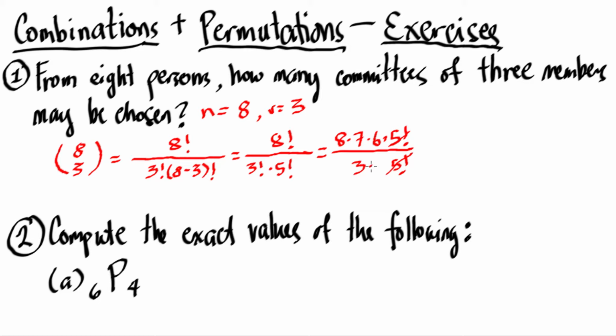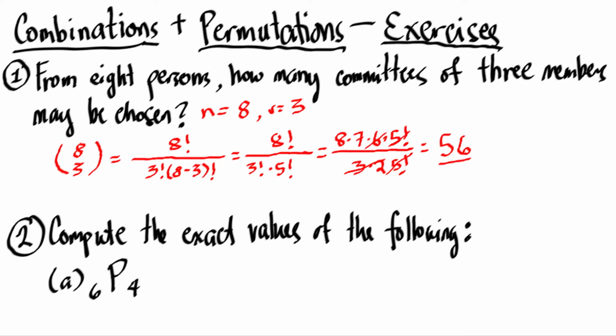And then we know 3 factorial is 3 times 2 times 1. We will cancel 3 times 2 against the 6 here. So we are left with 8 times 7, which is clearly 56. Meaning there are 56 committees composed of 3 members which we will choose from these 8 persons. So there are 56 ways for them to be chosen. That's it for number one.